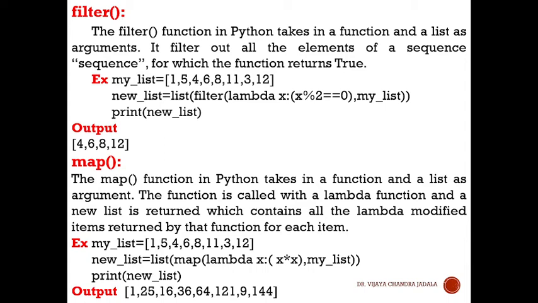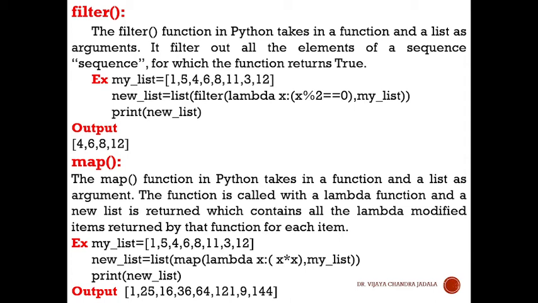Next comes the map function. The map function in Python takes in a function and a list as arguments. The function is called with the lambda function, and a new list is returned which contains all the lambda modified items returned by that function for each item. My list I am giving 1, 5, 4, 6, 8, 11, 13, 12, 3, 12. New list, new_list equal to map of lambda x: x * x, my list. Then print new_list.